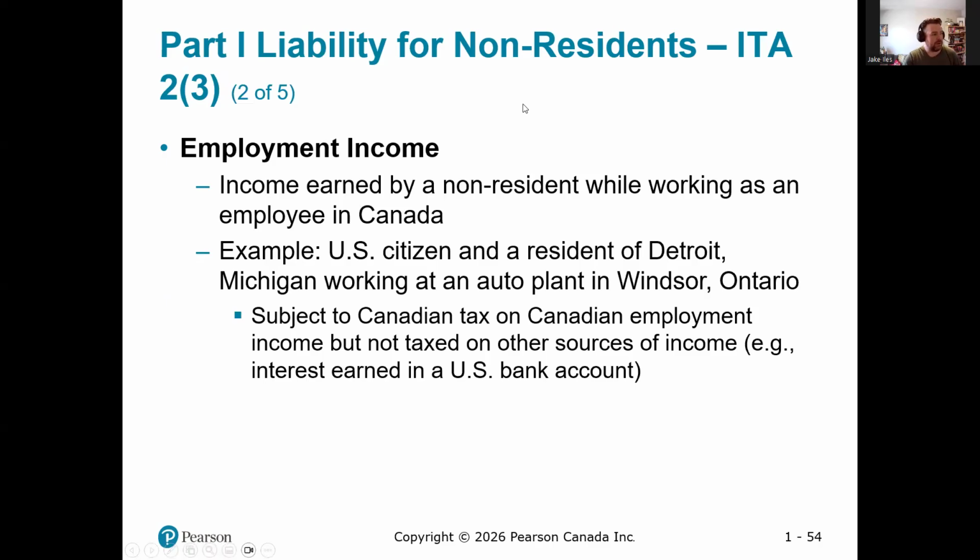Yes, employment income for non-residents, income earned by a non-resident while working as an employee in Canada. We do have a lot of people like this. There are a lot of US citizens who live along the border of Canada, and there's many who cross over the border to go to work. They're subject to Canadian tax on Canadian employment income, but they're not taxed on other sources of income. It's recognized that they're just crossing the border to get to work. So even though they're in the country a lot, we still consider them non-residents.